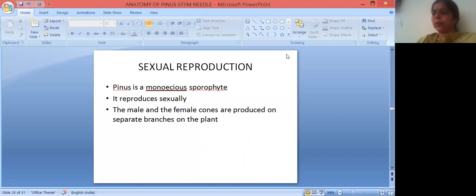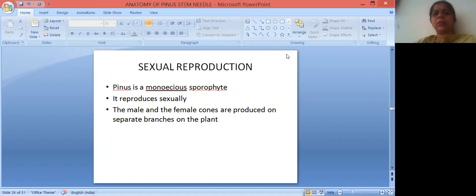Pinus reproduce sexually by means of formation of cones. Cones are nothing but strobili, which are equal to the flowers also. In angiosperms, reproductive parts are flowers. In gymnosperms, instead of flowers, cones are produced to do the reproduction.